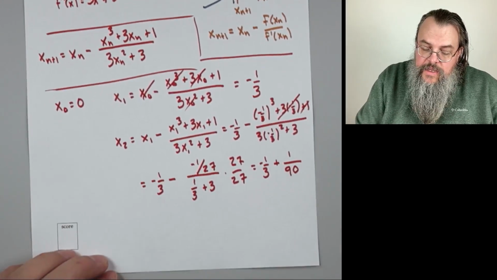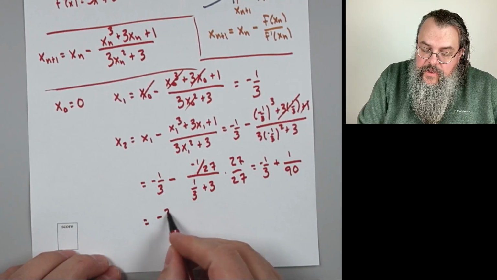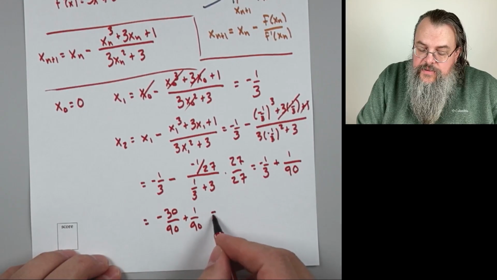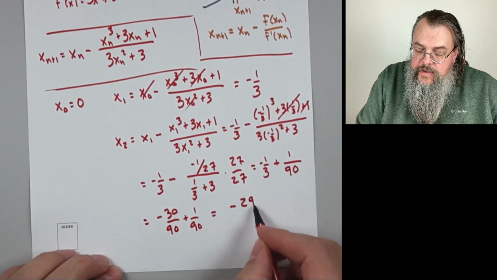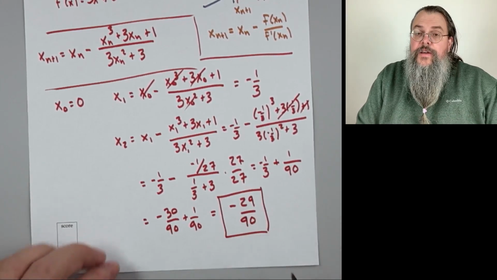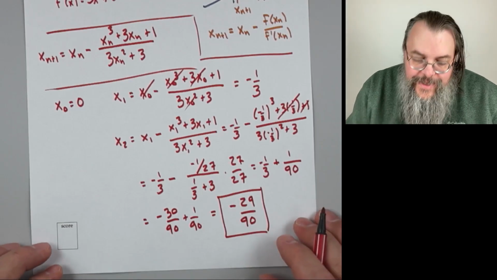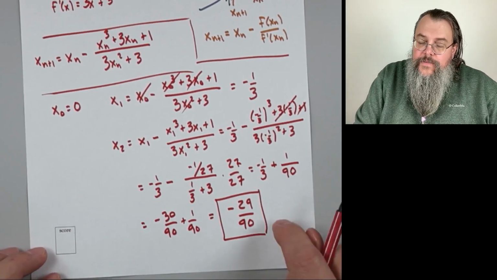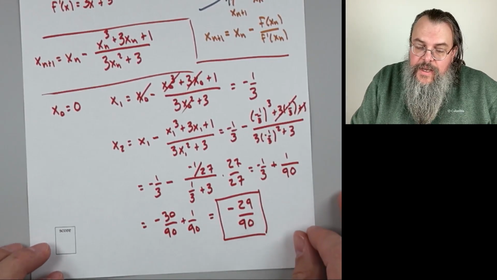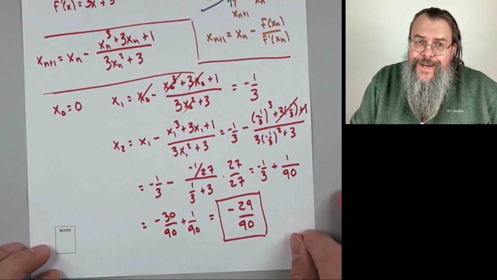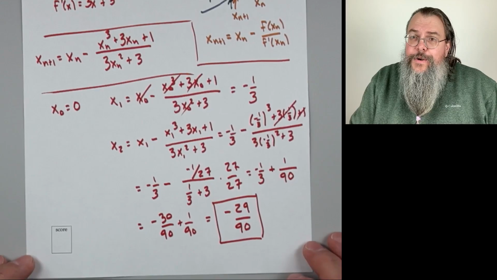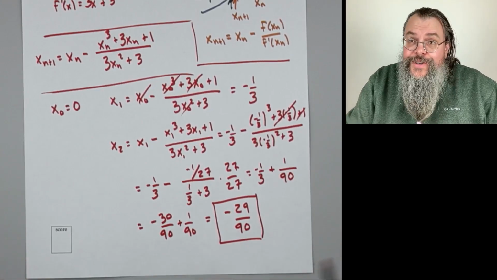So this would be negative 30 over 90 plus 1 over 90, which gives us our final answer of negative 29 over 90. Good, good. And so now that's not to say that's the root, remember, but that's an approximation. And usually not a bad one, not a bad one. All right, well, good. We're off to a good start. One problem down, many more still to come.